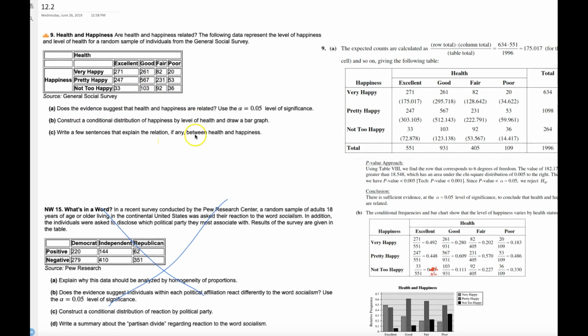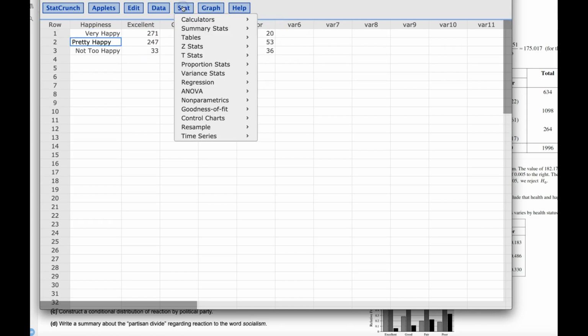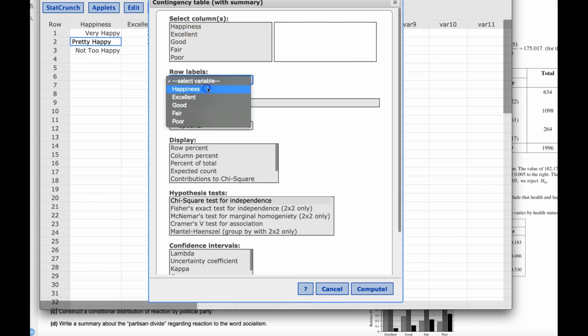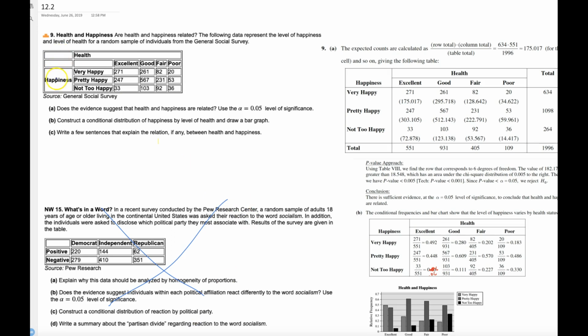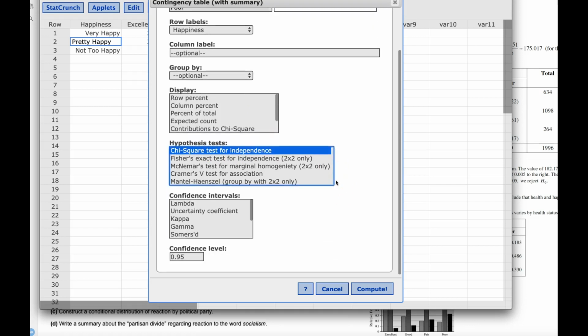To do that, we would open StatCrunch and get the contingency table in. There's your level of happiness, excellent, good, your health on top, and then your ratings here. To run the test, you're going to do Tables, Contingency, and we have the data summarized already. The row is happiness, and your health is your columns. So this is the row, and this is the columns, and your values are in here. And then you're running a chi-square test for independence. That's all you need to do.